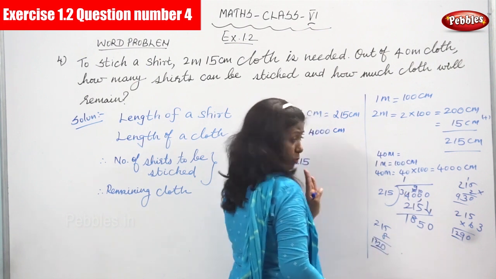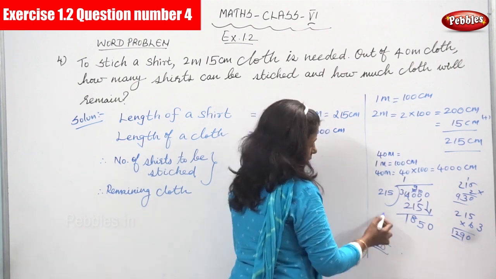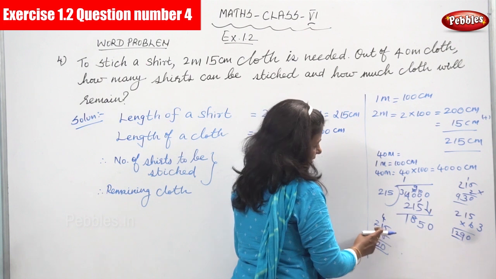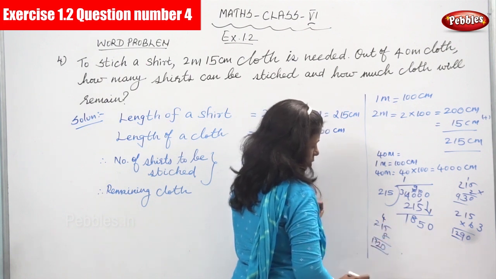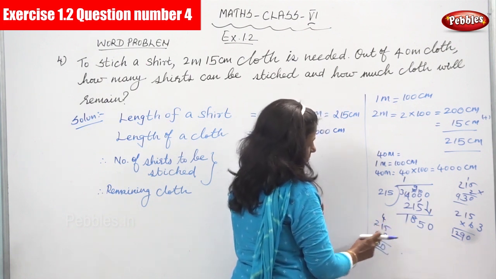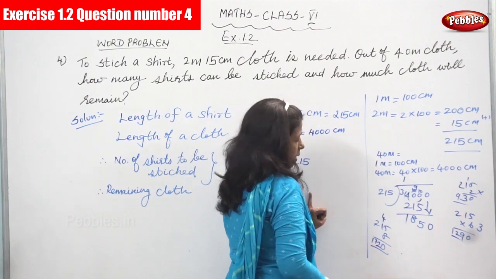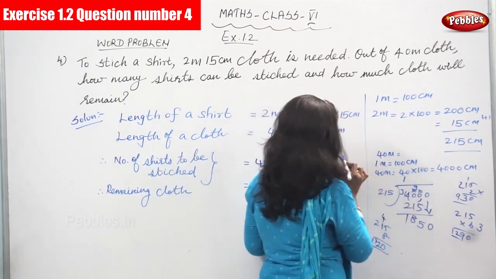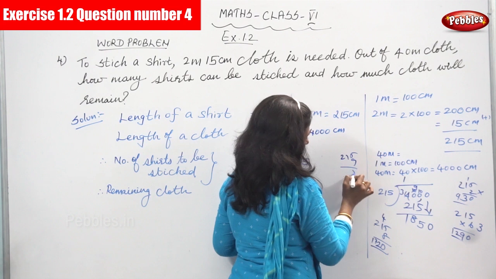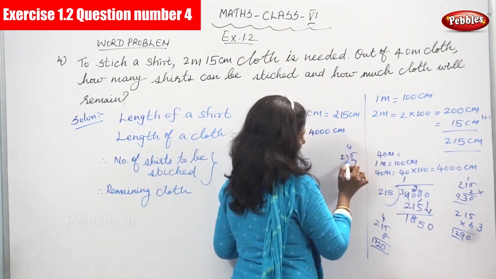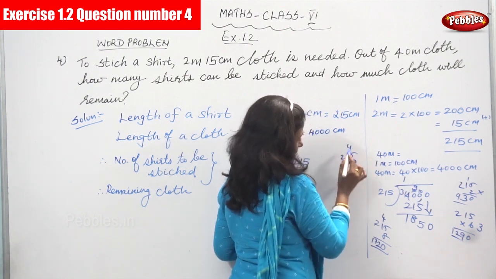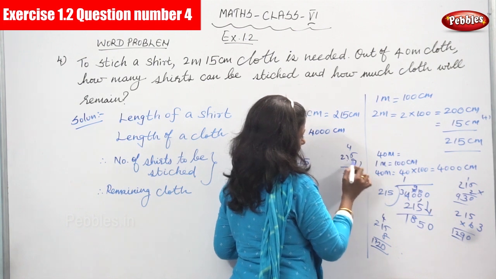I'll write it down, otherwise you can use your fingers also. 8 5s are 40, and carry overs go to the top. 8 1s are 8, 8 plus 4 is 12, 2 carry over 1, 8 2s are 16, 16 plus 1 is 17. Now 215 into 9: 9 5s are 45, 4 carry over; 9 1s are 9, 9 plus 4 is 13, carry over is 1. So 9 2s are 18, 18 plus 1 is 19.